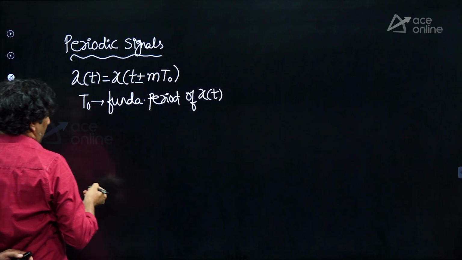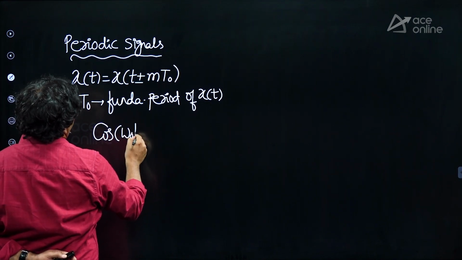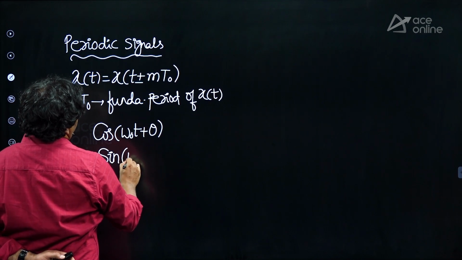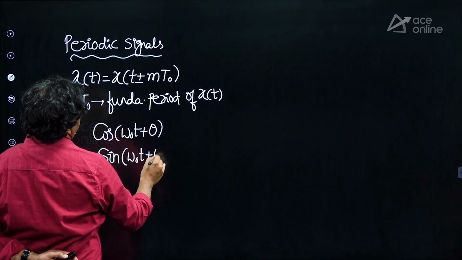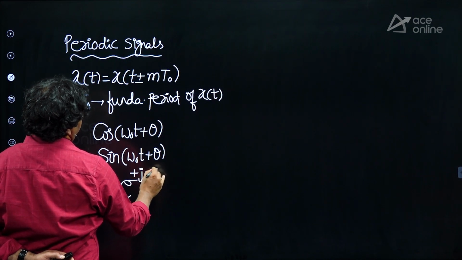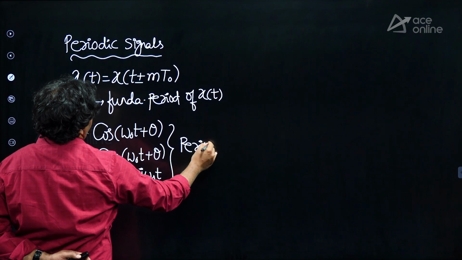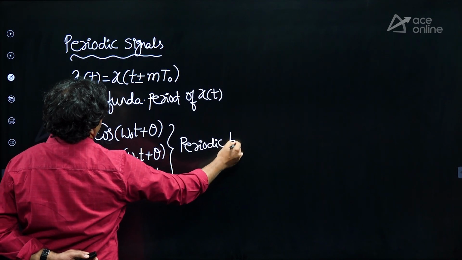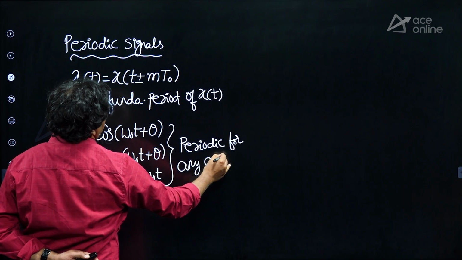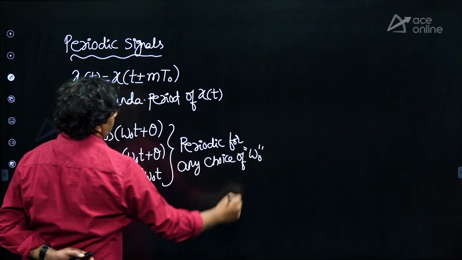So with respect to the continuous case, which are the standard periodic functions? When you choose sinusoids separately, cos omega naught t plus theta, sin omega naught t plus theta, e power plus or minus j omega naught t, they are separately periodic for any choice of omega naught. Individually they are always periodic functions.